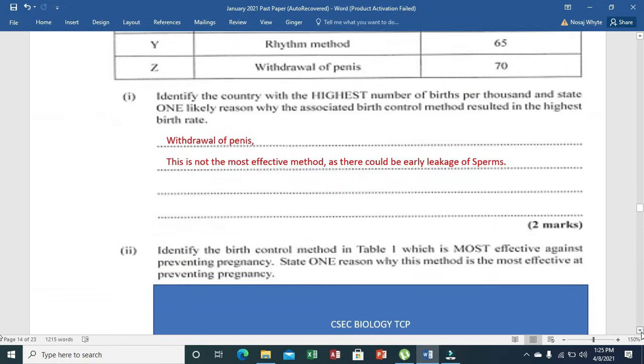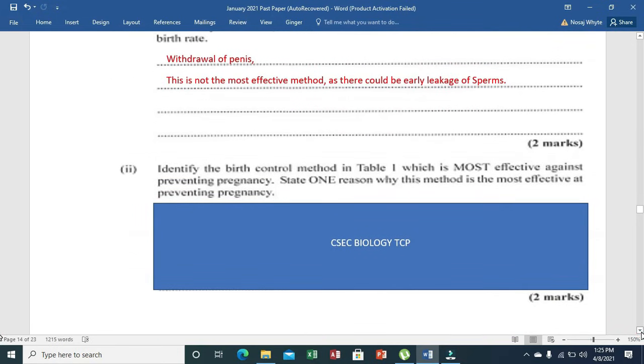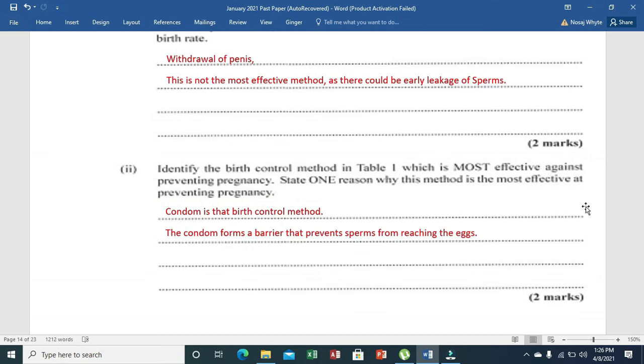Let's look at the other question. Identify the birth control method in Table 1 which is most effective against preventing pregnancy. State one reason why this method is the most effective at preventing pregnancy. Let's look at our answer here. Condom is that birth control method.